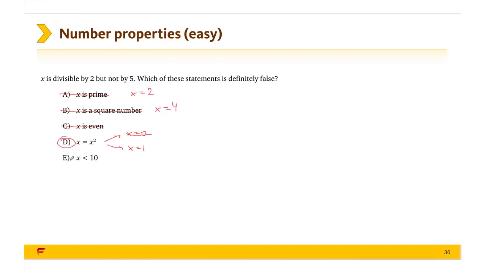Just in case, let's check E as well. X is less than 10. Well, not necessarily. Let's say x is 12. It's divisible by 2, but not by 5. So E is not false. D is false, and D is our answer.